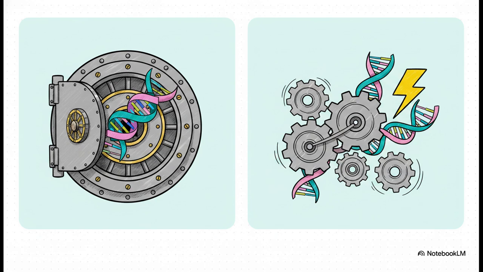DNA uses deoxyribose and thymine, which creates a highly stable, heavily guarded vault for long-term genetic storage. RNA, on the flip side, swaps in ribose and uracil.